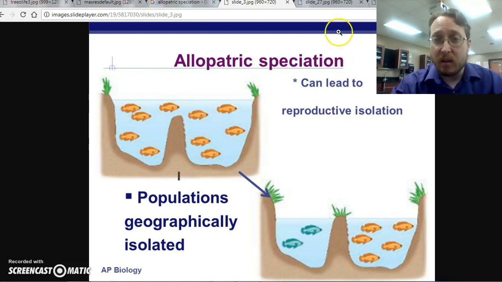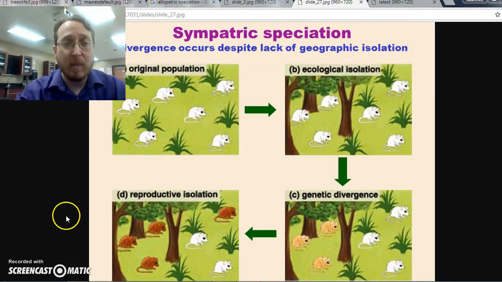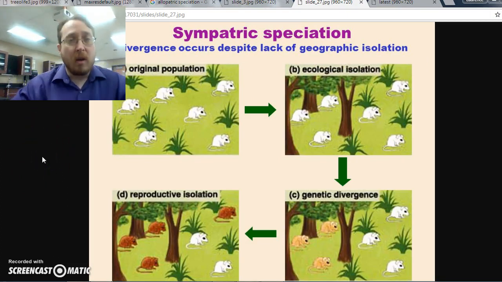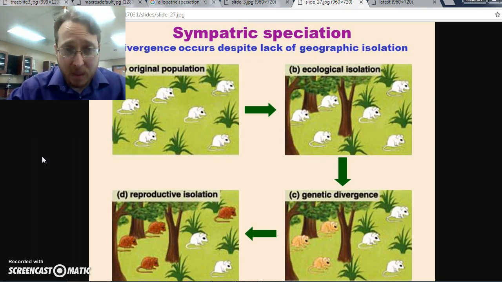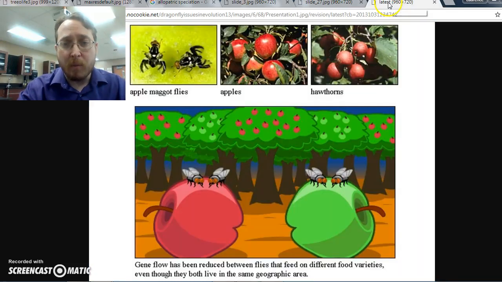Now there's a second type of speciation, which is less common, in fact pretty rare, called sympatric speciation. This is when a population achieves reproductive isolation even though they share a habitat. So you'll end up having two species in the same place. There are a couple of different things that can lead to this. One of them is new ecological interactions.